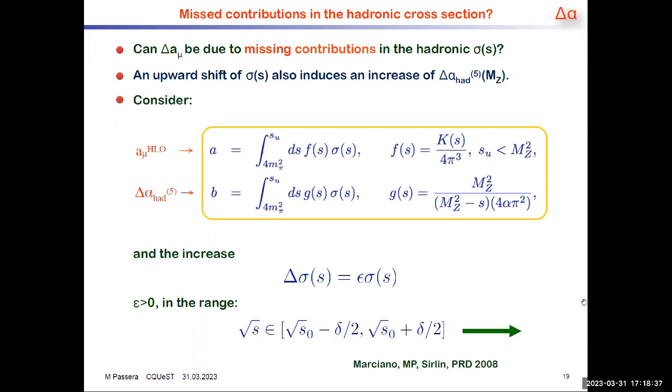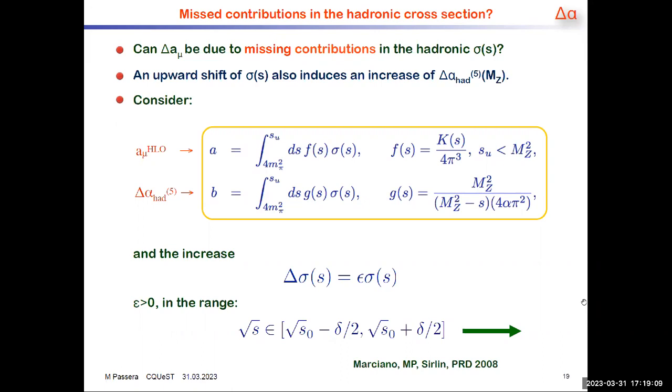The running of alpha is a crucial ingredient of the electroweak fit, the global electroweak fit. So how will things change in the electroweak fit if you do this fixing of the g-2 problem? Well, we decided to do it like this. Let's say the cross-section changes wherever you want, at a certain point, square root of s0, in a certain bin of size delta, and you let this bin shift wherever you want and choose the width you want.